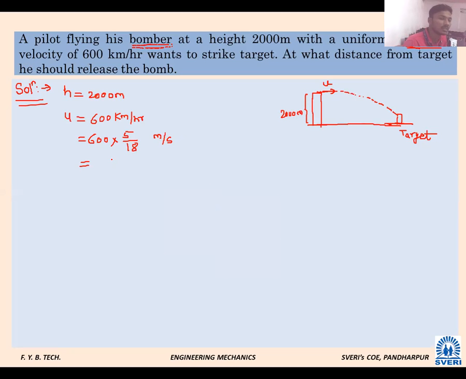किती आलं? U is equal to 166.66, 0.66 meter per second. Is it correct? Yes, sir. Okay. Next. Anything else is given? Nothing is given.